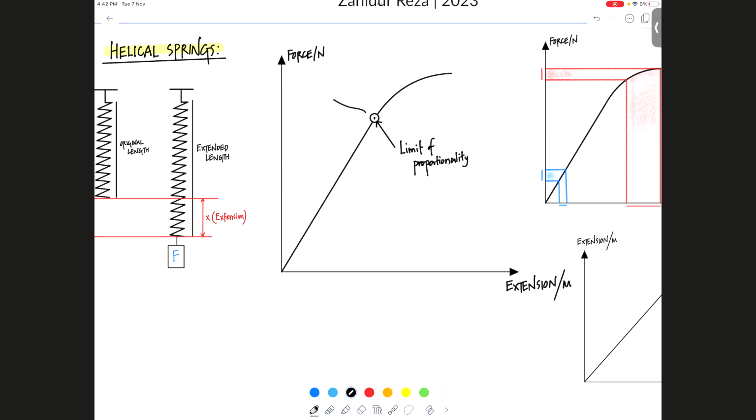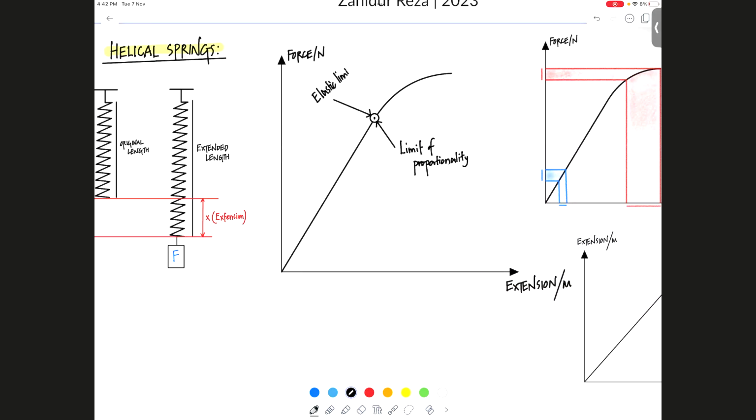And up to a point, I bring the material and I remove the force, the material goes back to its original length. What can I call this point? Elastic limit. Okay. Oh, you guys don't remember this? So the point at which your material shows elastic behavior, what do we call that point? Elastic limit, right? So this is your elastic limit.